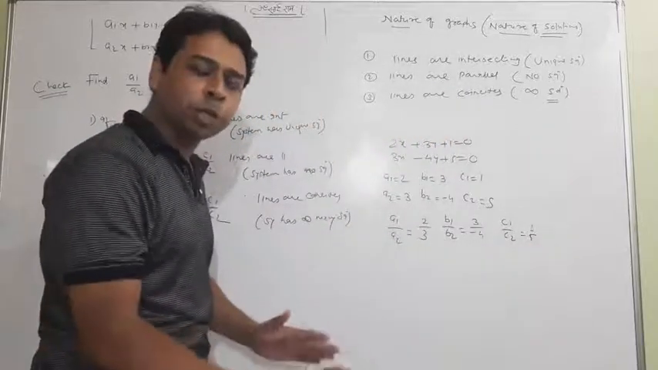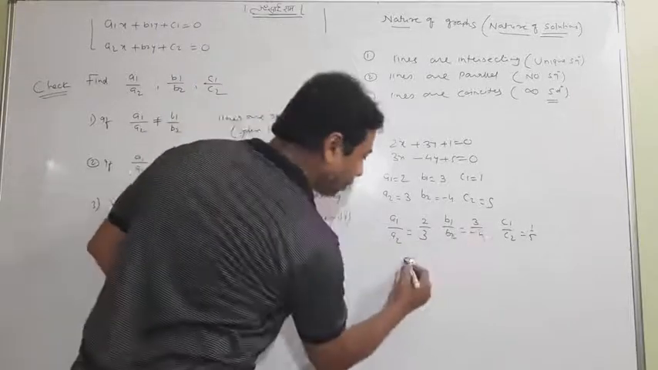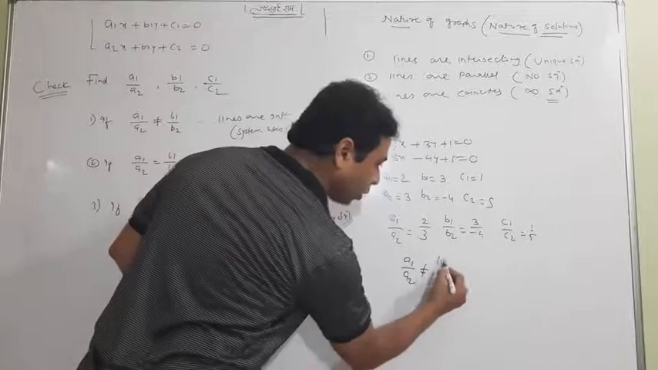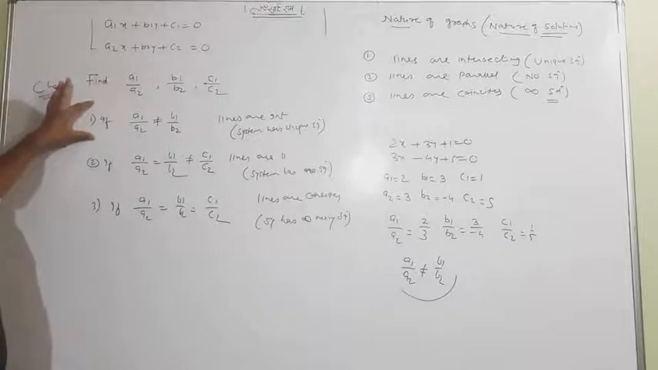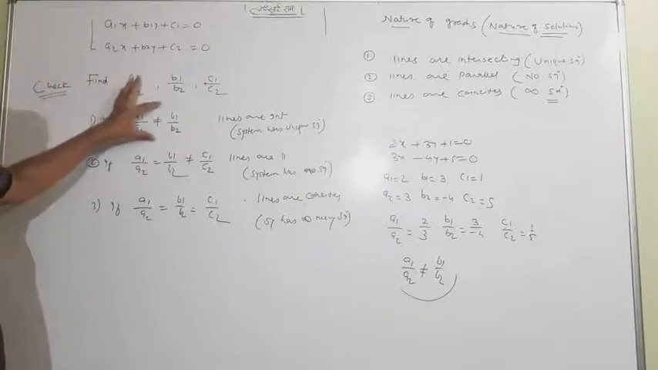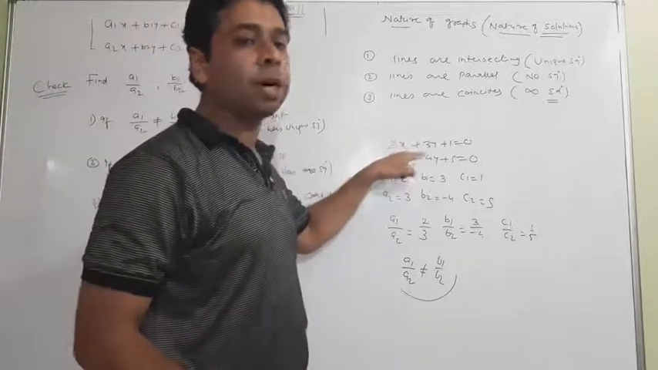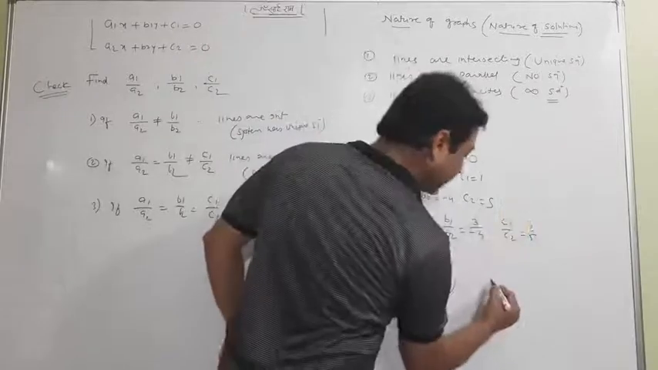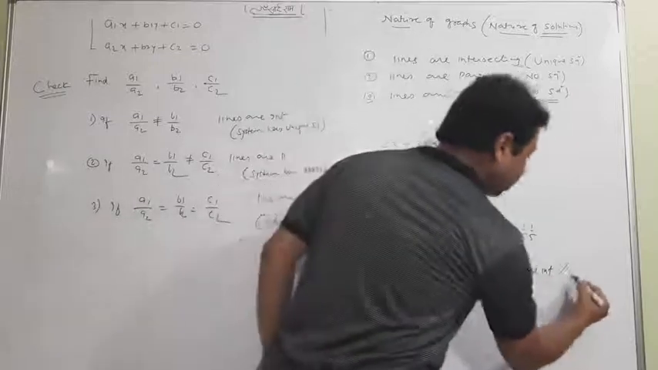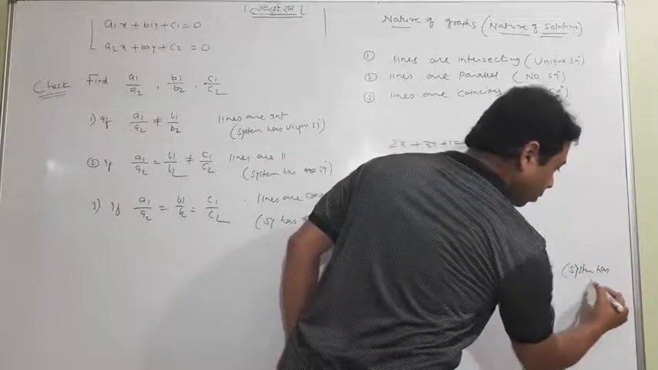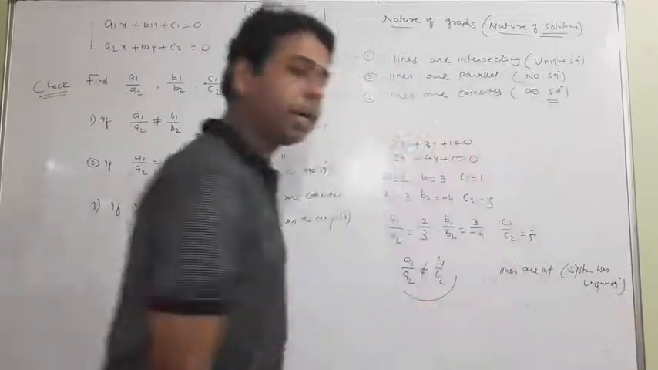It is very simple to check that A1 upon A2 and B1 upon B2, look at their values. One can simply understand both are not equal. So it is falling under the first condition, which says if these two ratios are not equal, lines are intersecting. Without drawing the graph, you found the nature: lines are intersecting, meaning the system has a unique solution. That's simple.